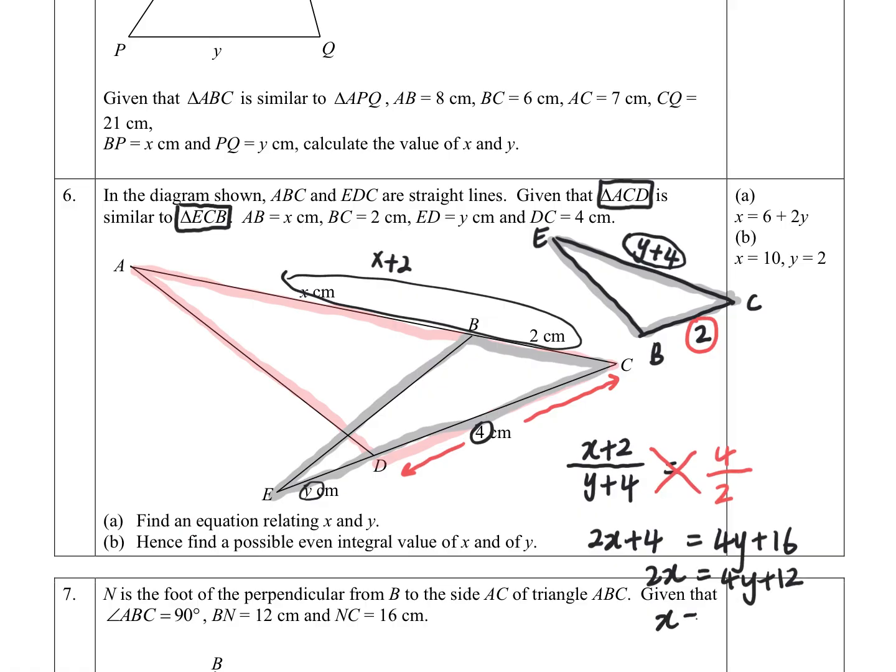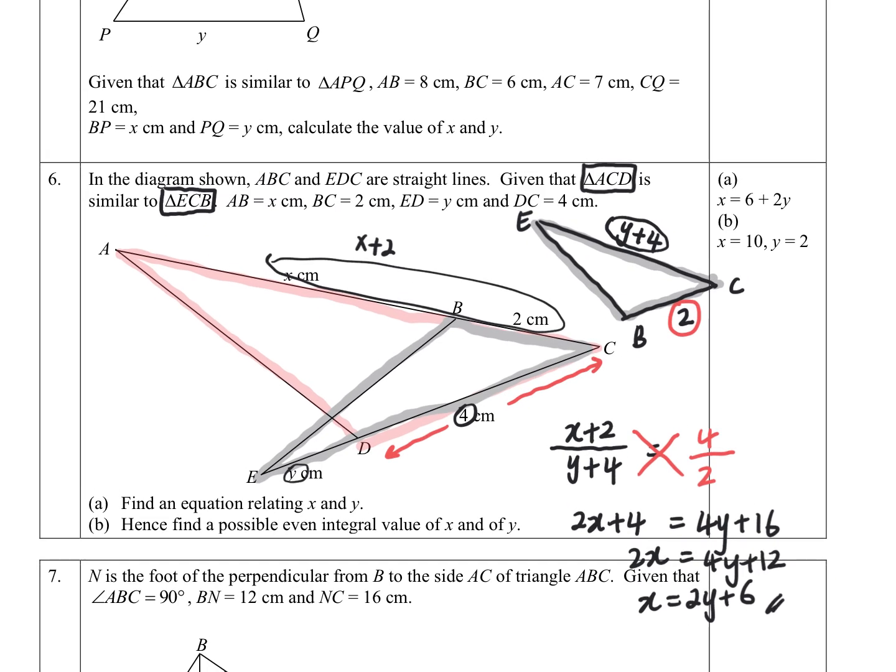Okay, so x is just 2y plus 6. Can you see that? So this is what you want to show as the answer. They just want you to establish the ratio and then prove that it gets an equation. That's all. Okay, second part, they say, hence, can you give me a possible even integral value of x and y? Possible means you can choose. Yes. Integral is like integer.